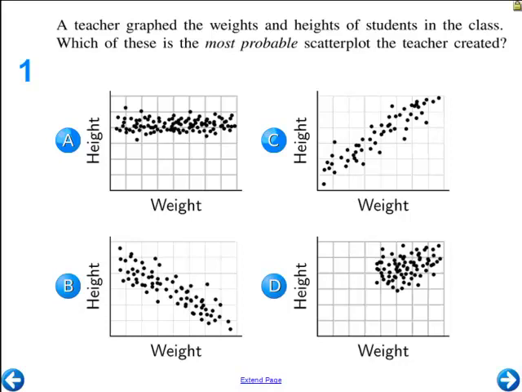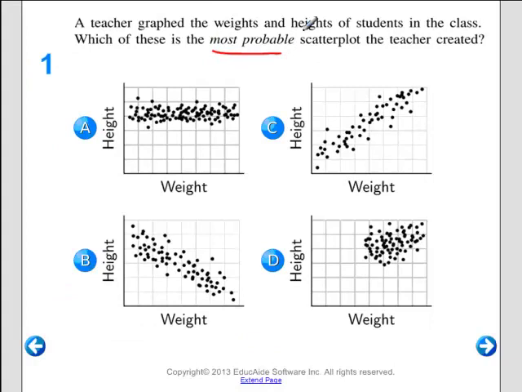Okay, so number one, a teacher graphed the weights and heights of students in the class. Which of these is the most probable scatter plot the teacher created? So we have to know something about what would happen in terms of weights and heights in a classroom.